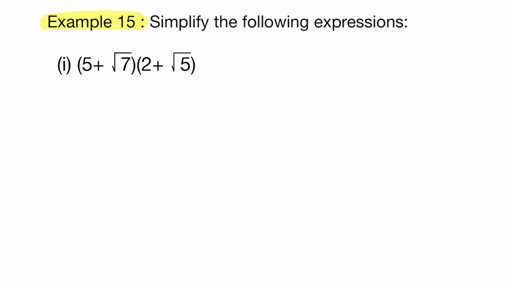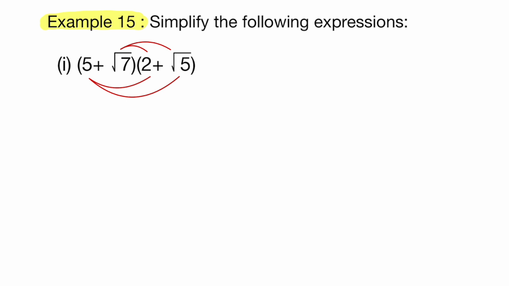Now starting with this question, this subdivision is 5 plus root 7 times 2 plus root 5. So how are we going to exactly solve this? What you are going to do is take this 5 and multiply that with 2, and multiply that with root 5 as well. After doing this, you are going to take the root 7 and multiply that with 2, and multiply that with root 5. So these are the things that we are going to do.